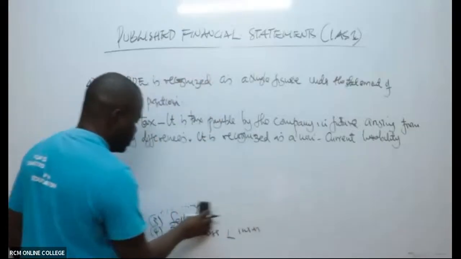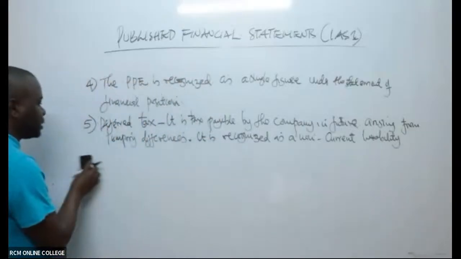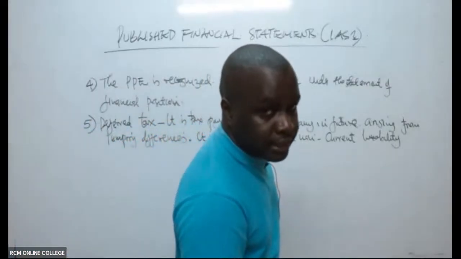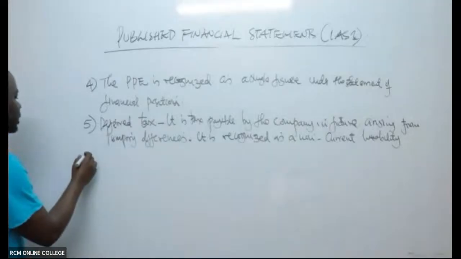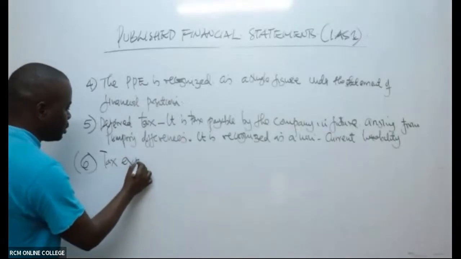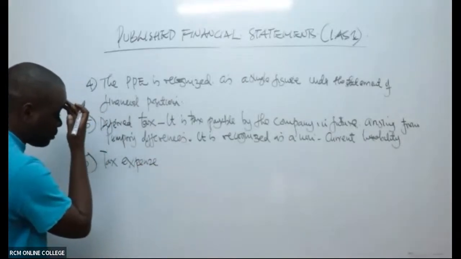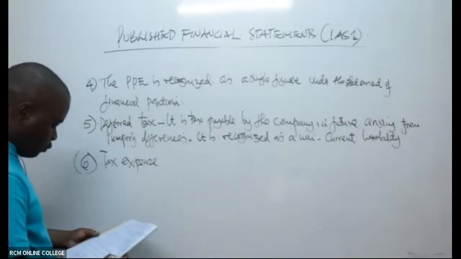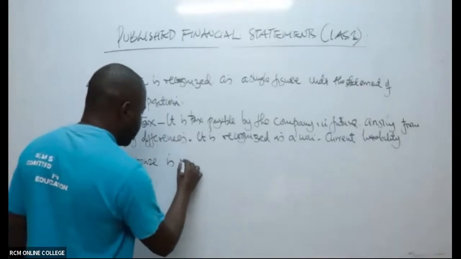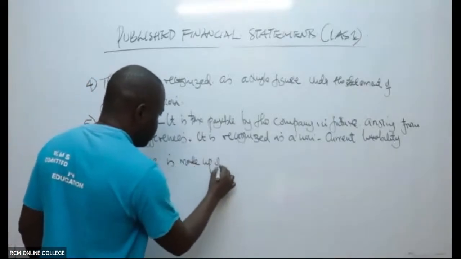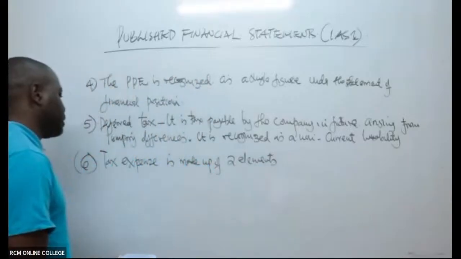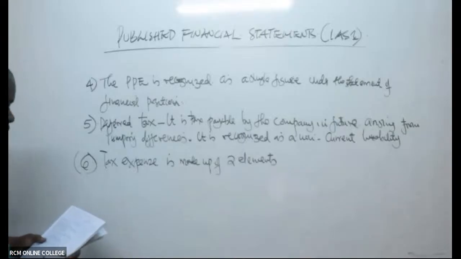So remember, when we're talking about income taxes, there are two forms of taxes: the current tax and the deferred tax. If you want to get the tax expense to recognize in published financial statements, the tax expense is made up of two elements.